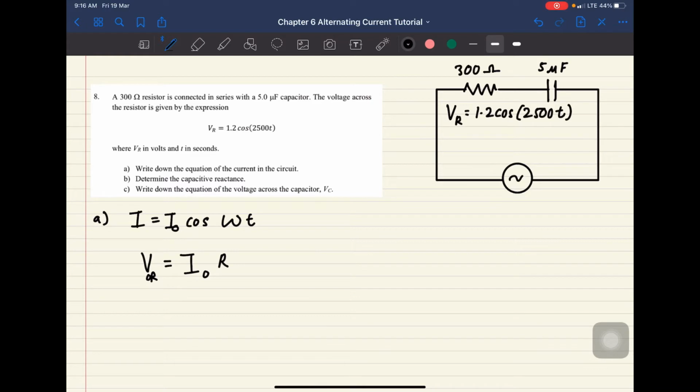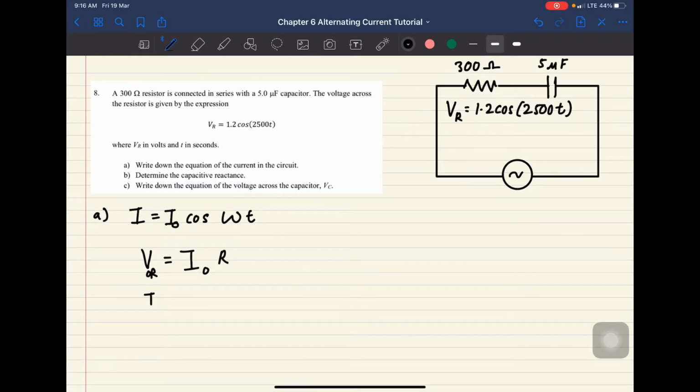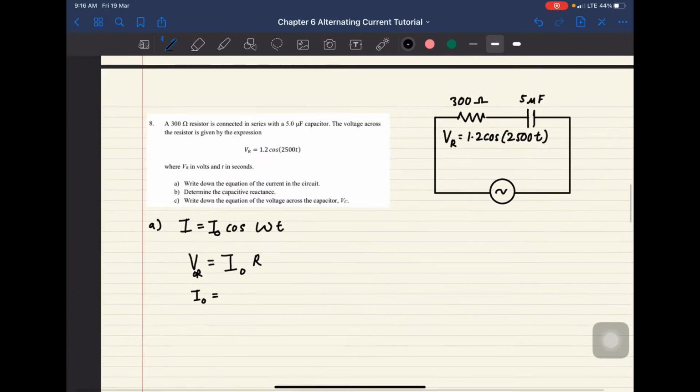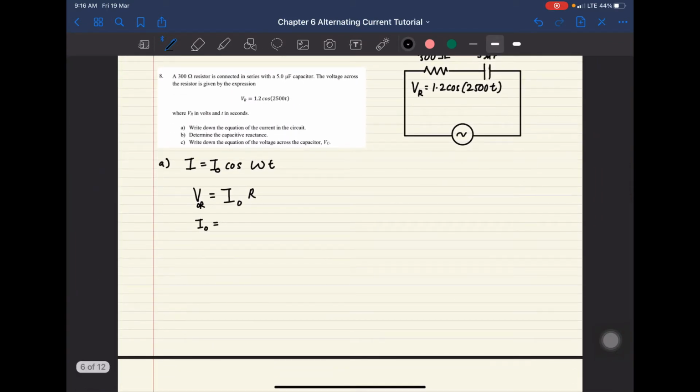R is given as 300, so you can solve straight away. I naught is equal to 1.2, the value of 1.2 I got over here because this is your V naught at R, divided by the resistor of 300. So I got here 4 times 10 to the negative 3 ampere.